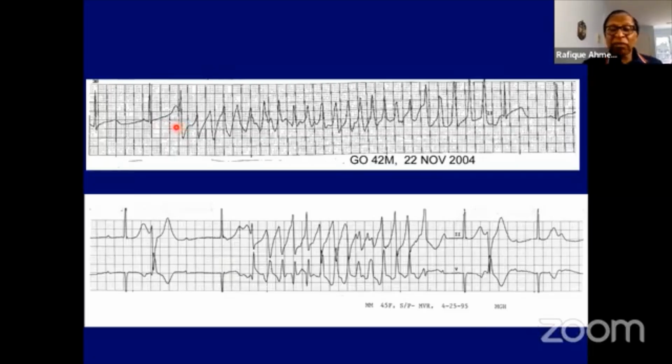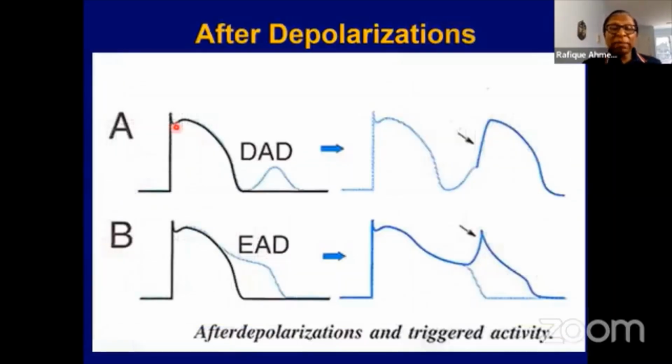So, thank you. What happens when we have long QT? We can develop early afterdepolarization, and that can produce arrhythmia. We can also get delayed afterdepolarization. Certain drugs can do it. This is another mechanism. With long QT, it is early afterdepolarization. What happens when the QT is long? You can see this thing, and if this is big enough, it produces arrhythmia.